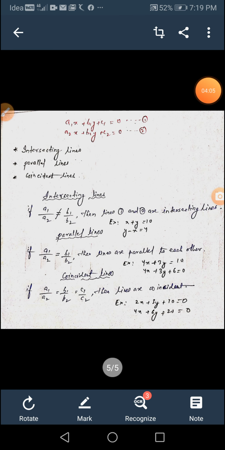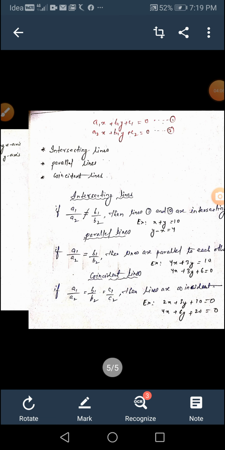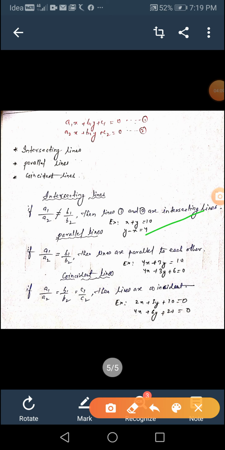If you want to check whether these lines are parallel, intersecting or coincident, for the intersecting case we have already drawn one graph. To draw these straight lines on the graph paper, you will see that one will be a parallel line and the other will be a coincident line.